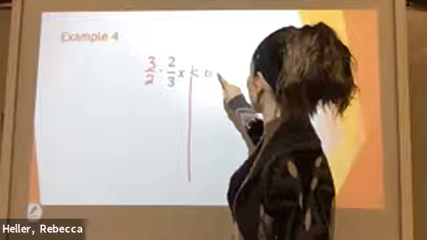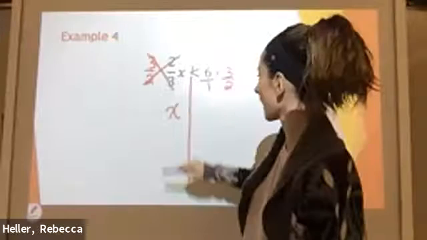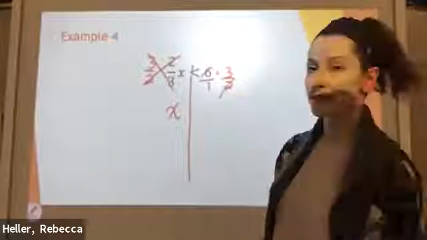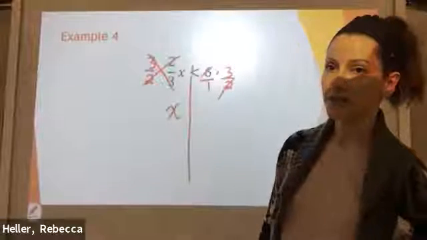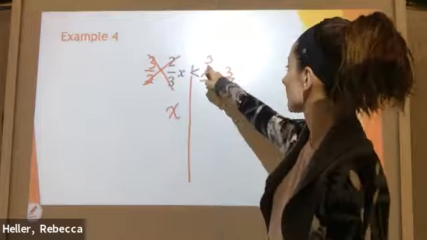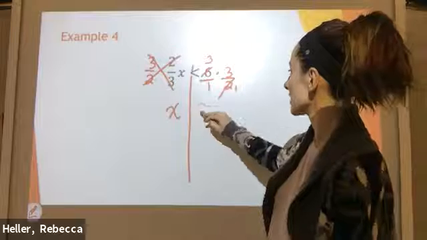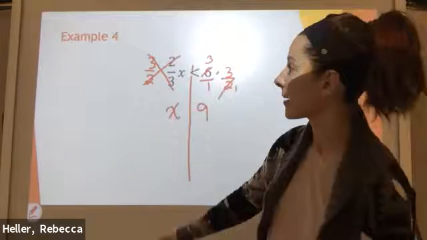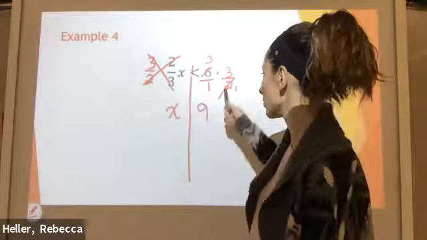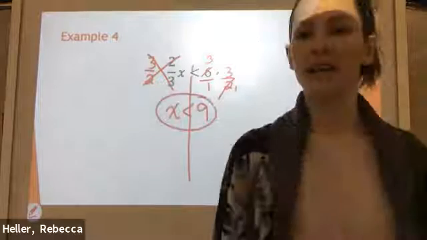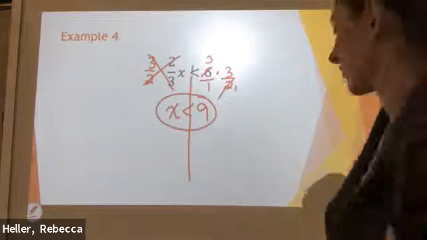Put a 1 under the 6 so I can multiply them. Over here, everything cancels except the x. And then 6 and 2, you can cross simplify. You can divide both 6 by 2 and 2 by 2. So that becomes a 3. 3 times 3 is 9. And since I multiplied by a positive 3/2, my inequality symbol stays the same. It just comes down as a less than, nothing changes.